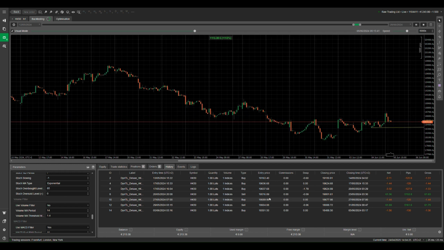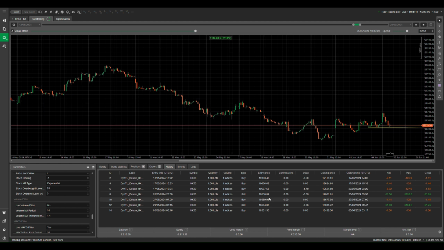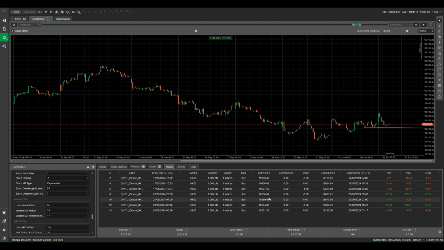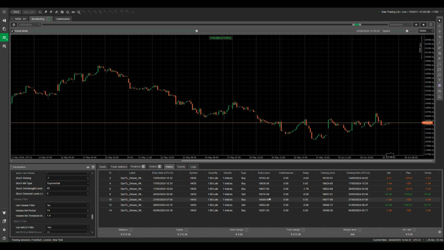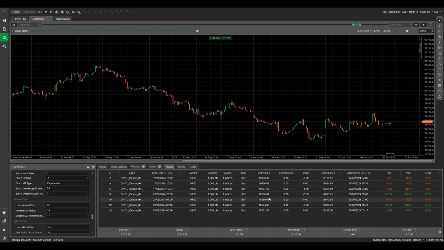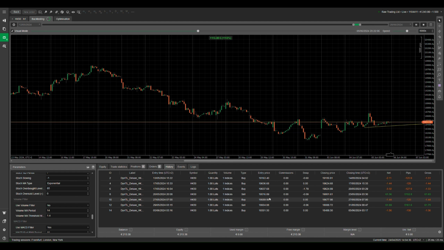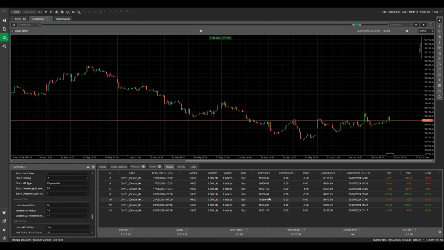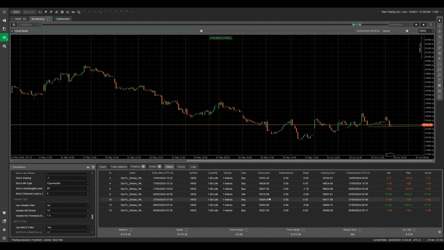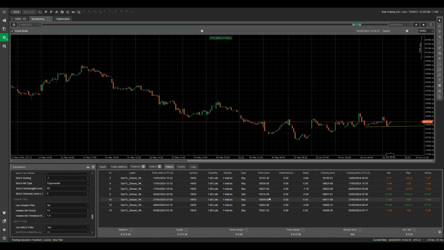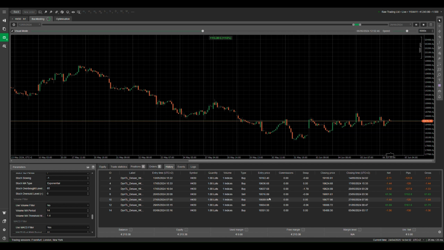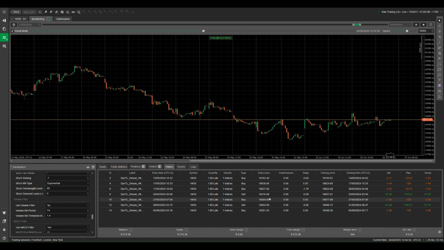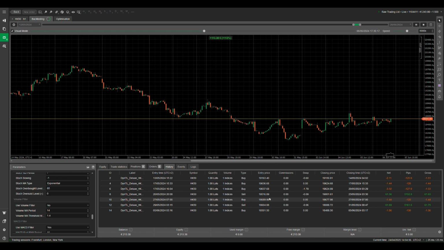Fixed volume, lots. Description: the fixed trade size, in lots, used when use dynamic lot is set to false. Default: 0.01. Min value: 0.0001. Use dynamic lot. Description: if set to true, the bot calculates the trade volume based on the risk percent per trade and the calculated stop-loss distance, instead of using the fixed volume. Default: false. Risk percent per trade.